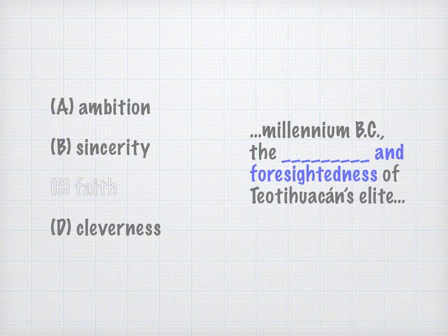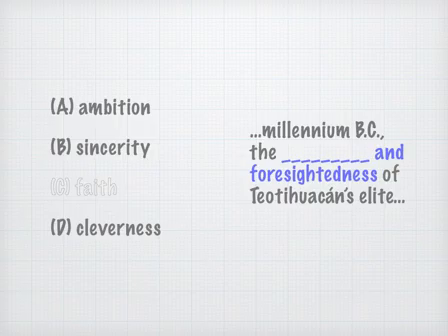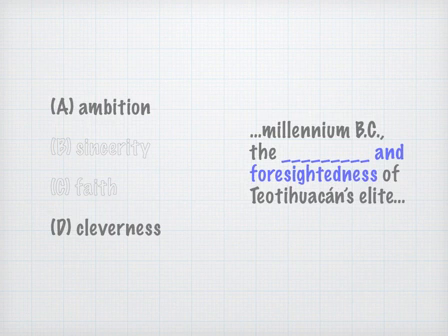Again, sincerity doesn't collocate with foresightedness. It doesn't really work together to describe Teotihuacan's elite in the context of this sentence either. So we can pretty much get rid of B. So we're left with two possible answers that are both as likely as the other to be correct. We've got ambition and we've got cleverness. The ambition and foresightedness of Teotihuacan's elite, and the cleverness and foresightedness of Teotihuacan's elite.